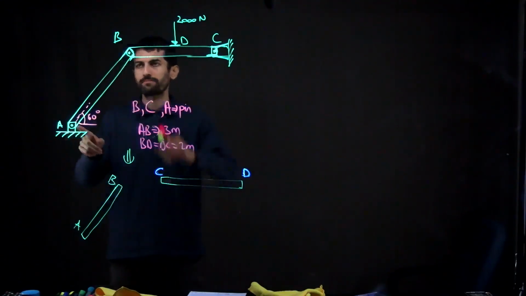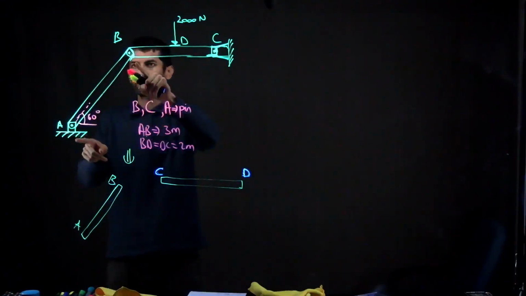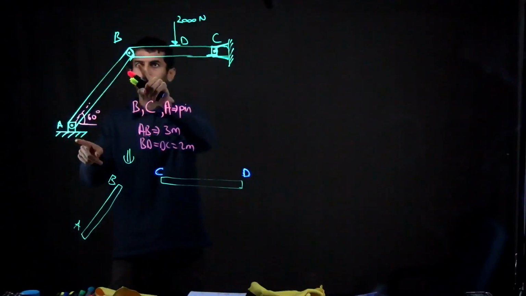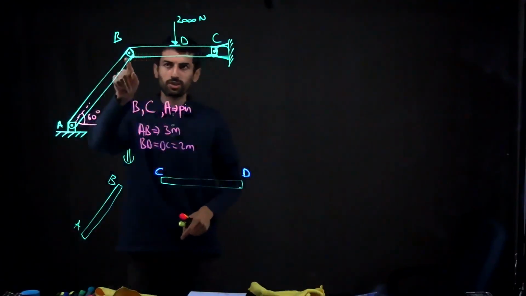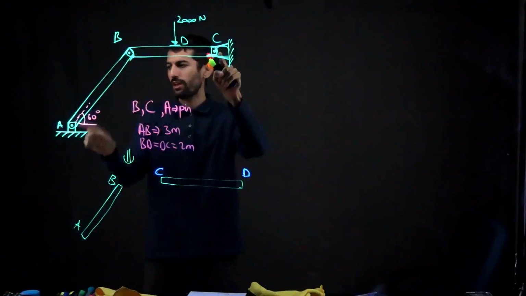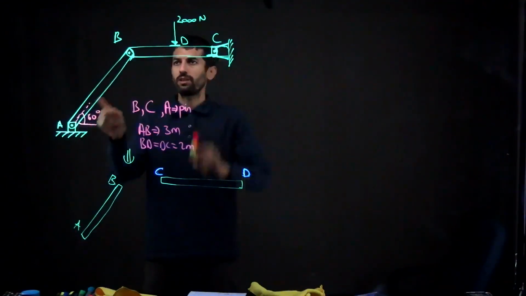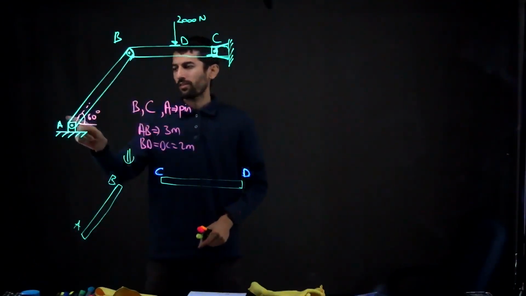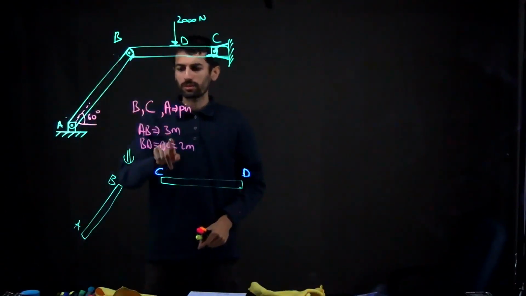That says there is an AB member. It has a pin connection to BC member. Again, we have a pin connection at C and then A. And the length of AB is 3 meters.